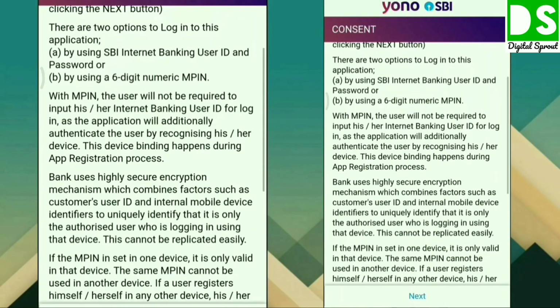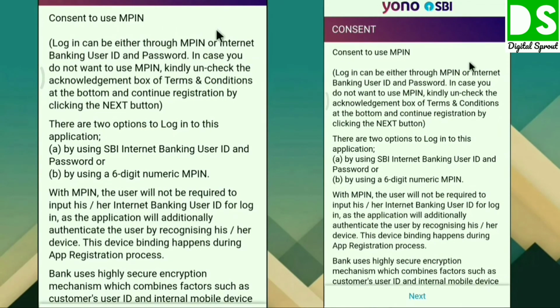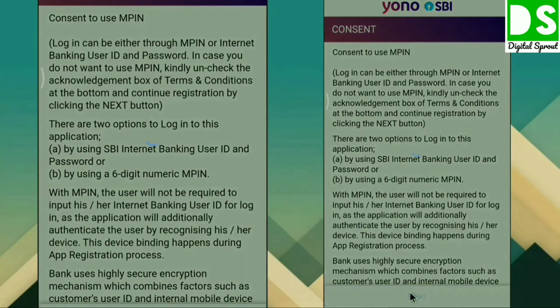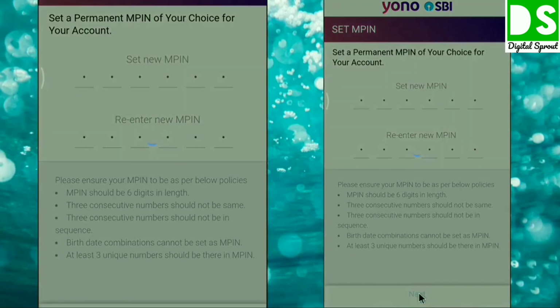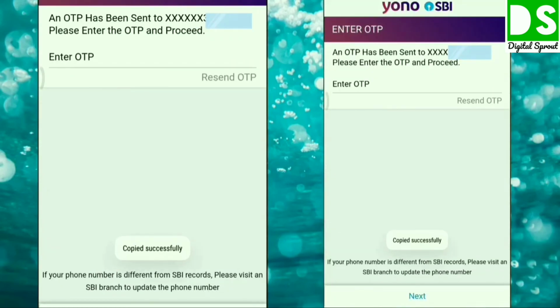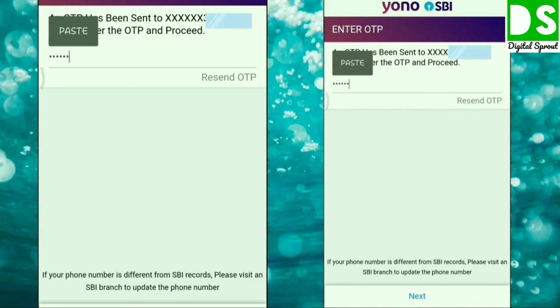Consent to the MPIN, so you have to set one MPIN. Click next. Now set a permanent MPIN of your choice for your account. Now I have chosen a MPIN for the internet banking, and now click next. Now an OTP has been sent to my mobile number, and that OTP you have to paste here. Paste, and then click next.